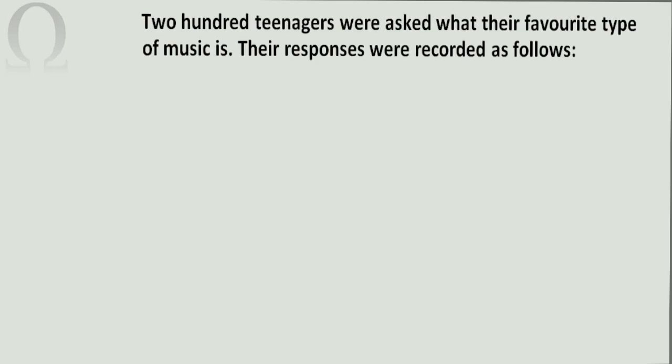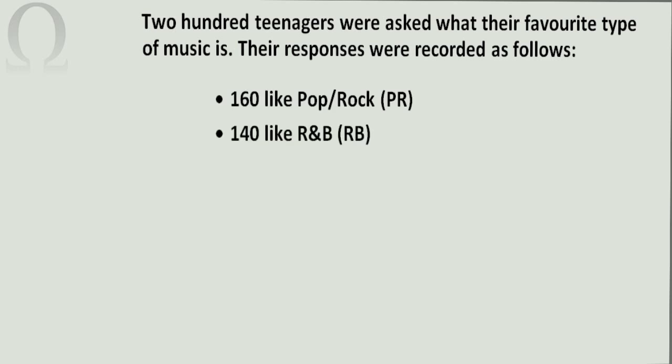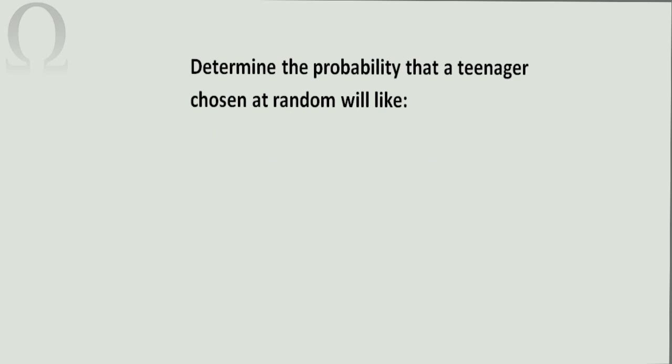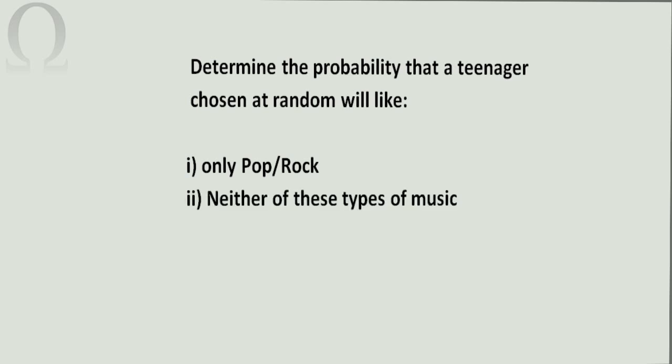200 teenagers were asked what their favorite type of music is. 160 teenagers like pop rock. 140 teenagers like R&B. And 108 teenagers like both pop rock and R&B. We are required to determine the probability that a teenager, selected at random, will like only pop rock, neither of these types of music, pop rock or R&B.